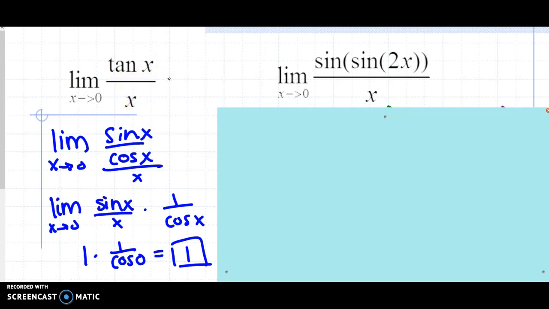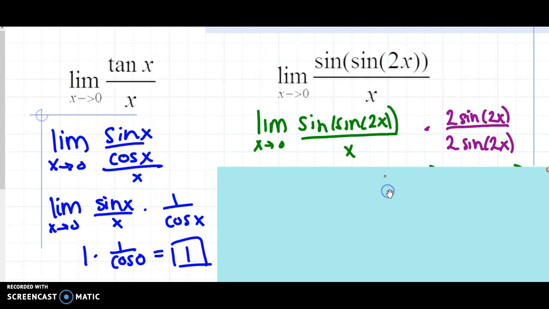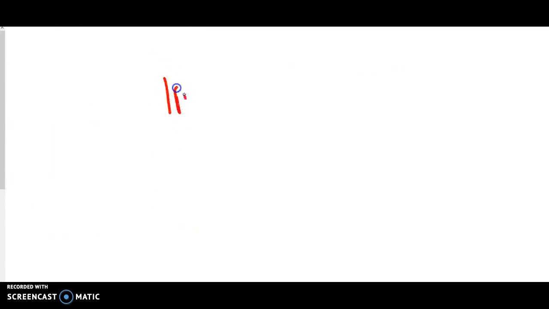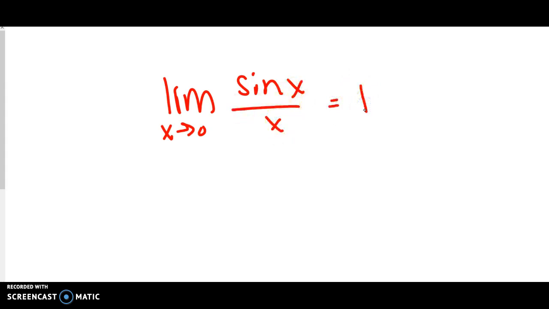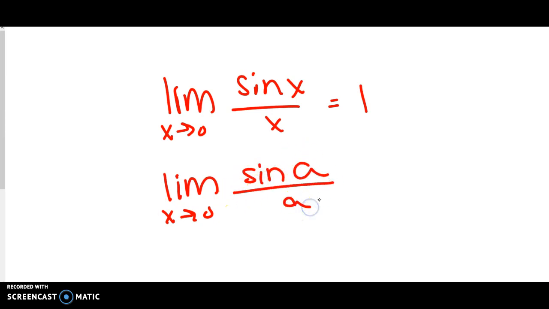All right, now this one is a little bit more complicated. The first thing that we need to do is multiply by 2 times sine of 2x over 2 times sine of 2x. If you're wondering where that comes from, I'm going to write this on a new page: remember that I had the limit as x approaches 0 of sine of x over x equals 1. Well, it's also true to say that the limit as x approaches 0 of sine of a over a, whether a is like 3x squared plus 4 or whatever it happens to be, as long as these match, it still equals 1.